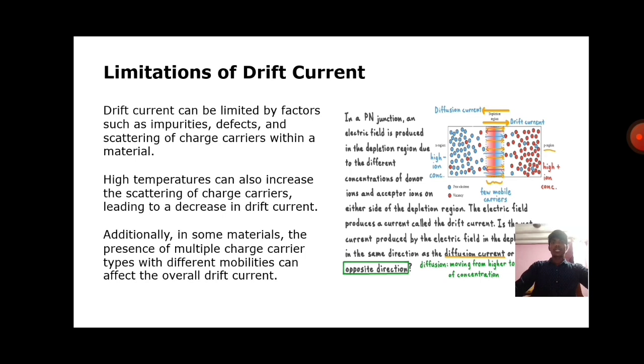Limitations of drift current. Drift current can be limited by factors such as impurities, defects and scattering of charge carriers within a material. High temperature can also increase the scattering of charge carriers, leading to a decrease in drift current. Additionally, in some materials, the presence of multiple charge carrier types with different mobilities can affect the overall drift current.